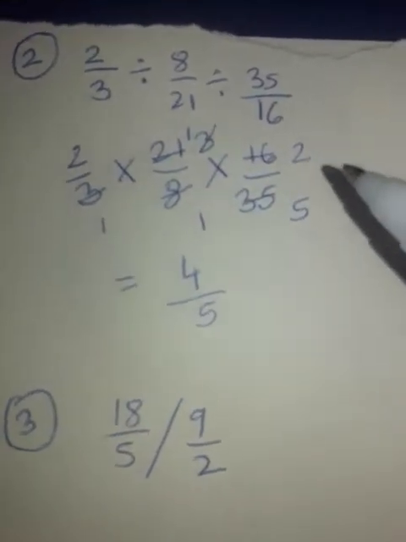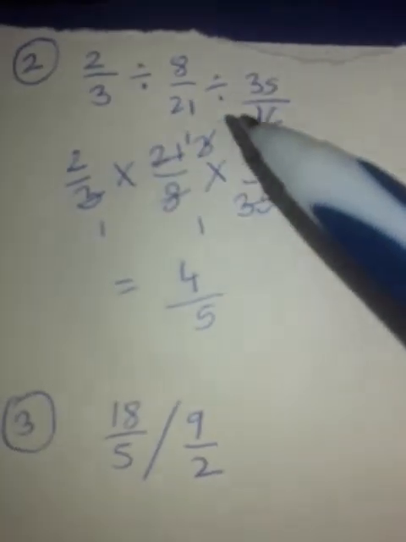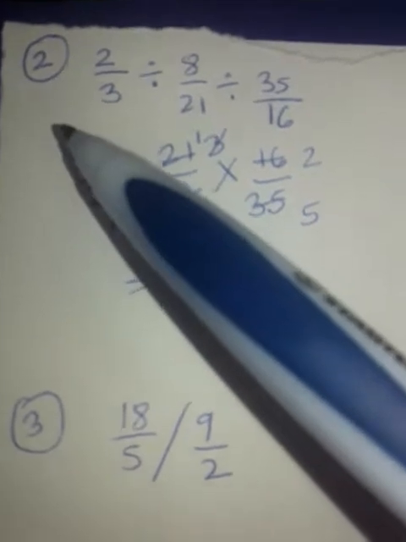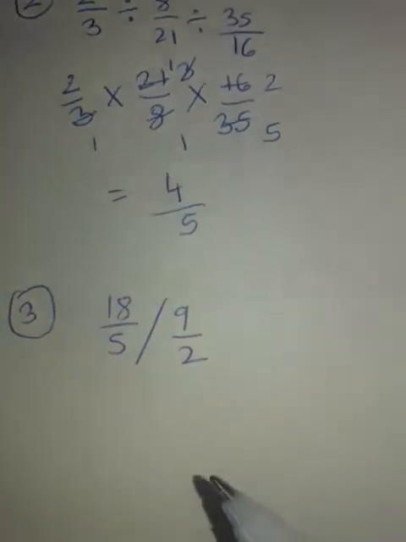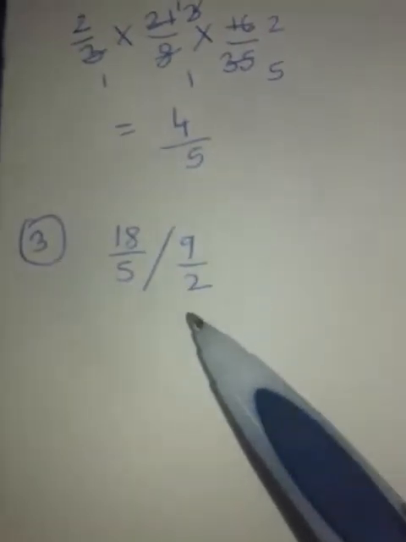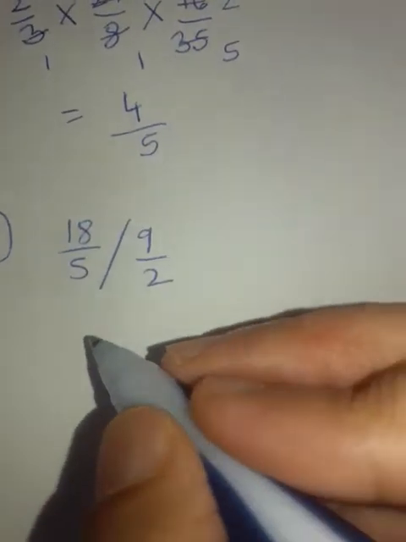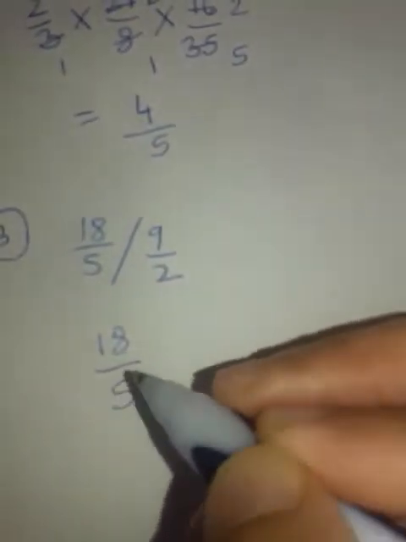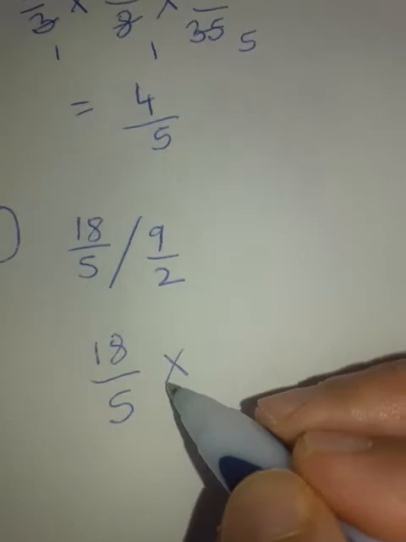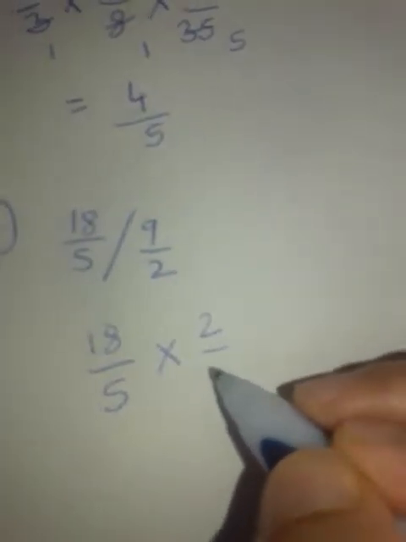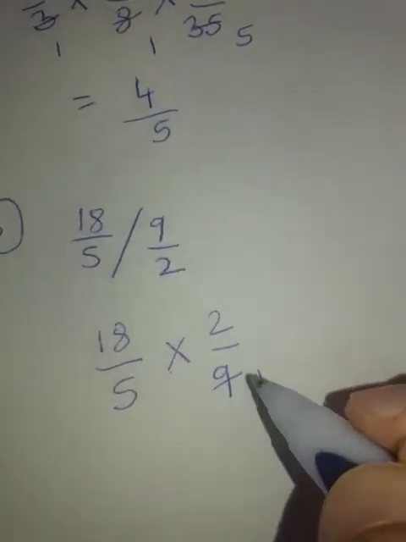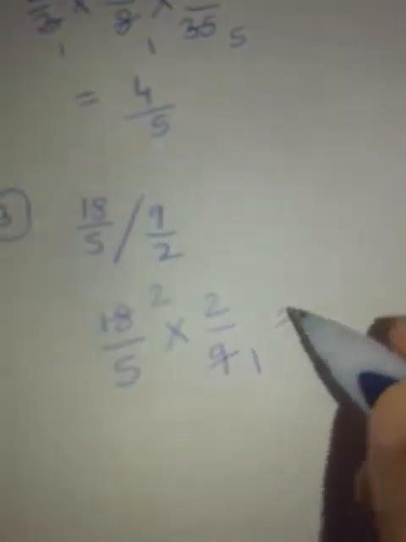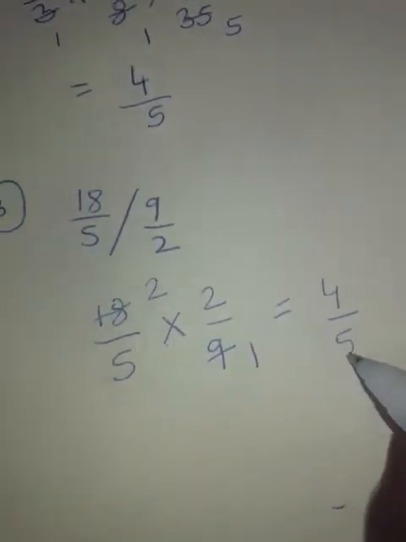When we do the BODMAS rule, that time this concept will be more clear. There are two divisions. We are going to go from left to right. 18 upon 5 divided by 9 upon 2. This is division only. So 18 upon 5, division becomes multiplication, and this becomes a reciprocal. 9 ones are 9, 9 twos are 18. So the answer is 4 upon 5.